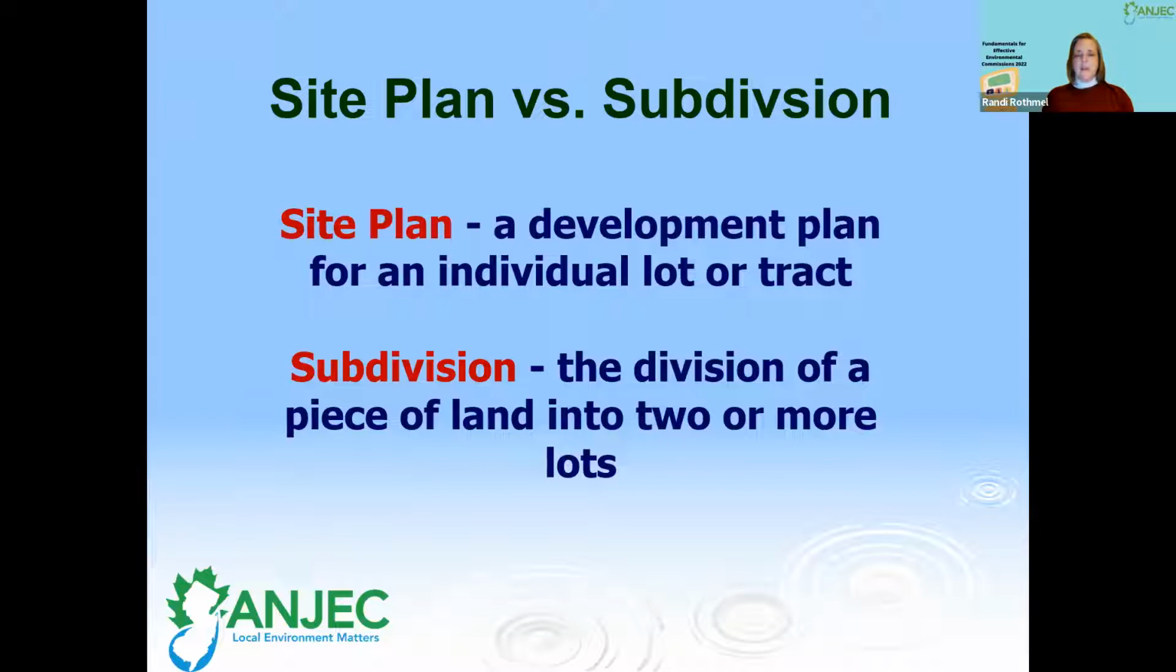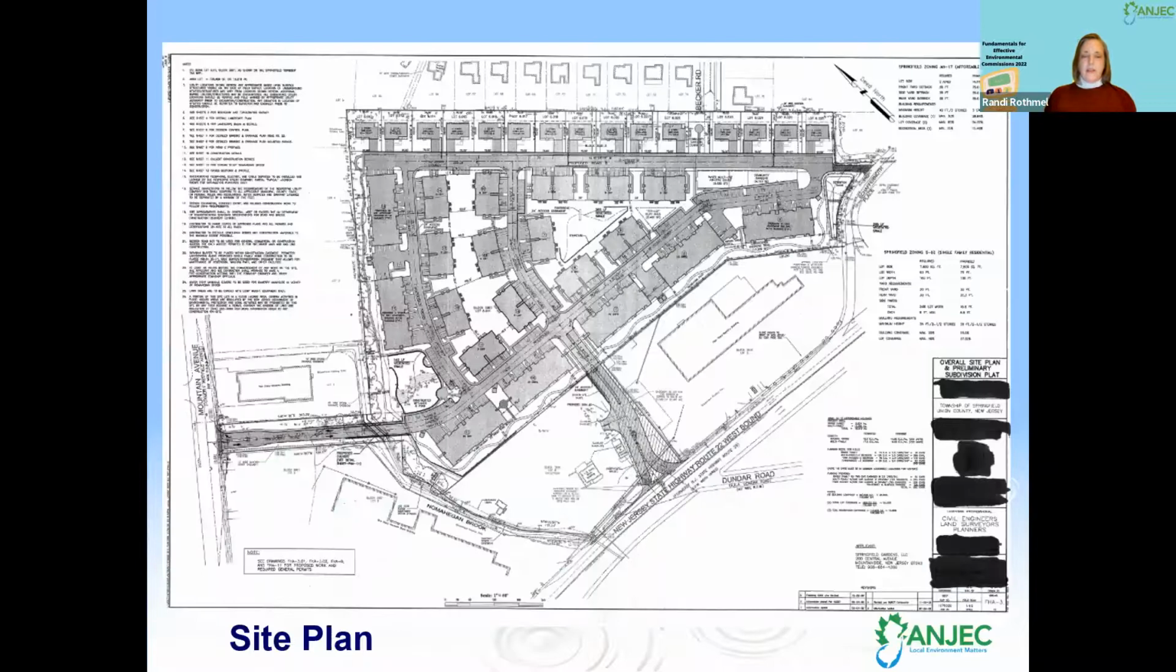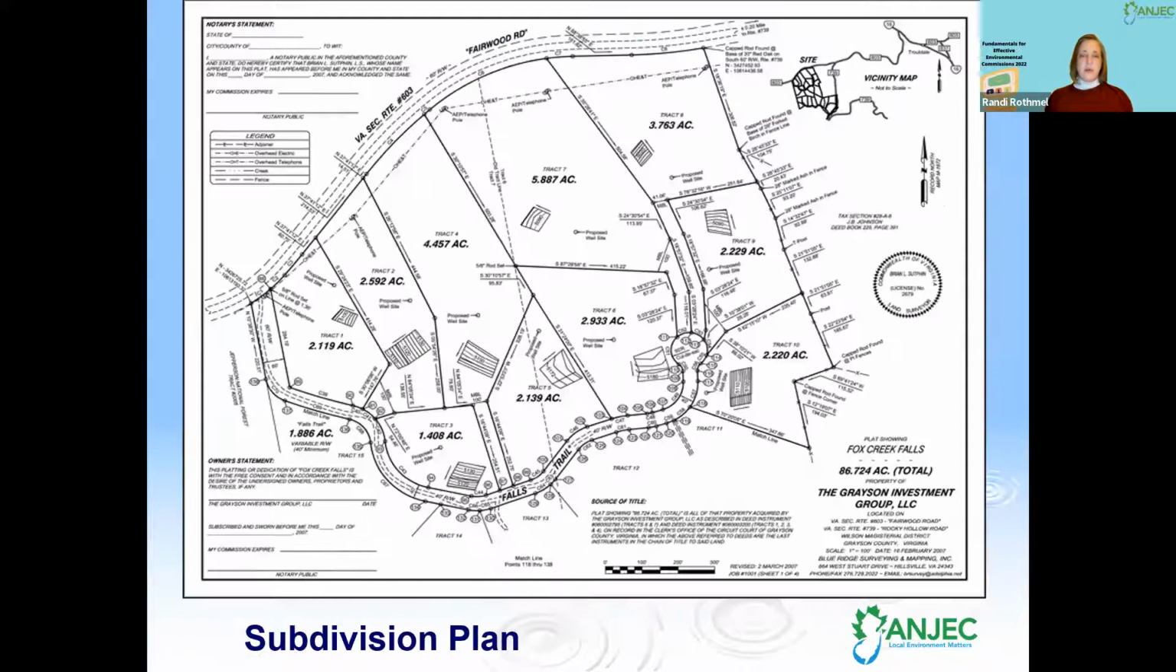Site plan versus subdivision. A site plan is a development plan for an individual lot or tract, and a subdivision is simply the division of a piece of land into 2 or more lots. Here's an example of a site plan. You can see where the building is going to actually take place on one particular lot, versus a subdivision plan, which is simply taking a larger lot and splitting it up into smaller lot sizes.